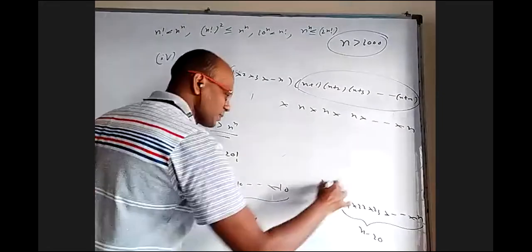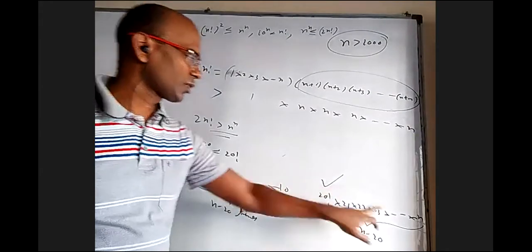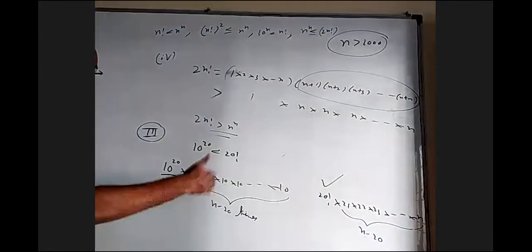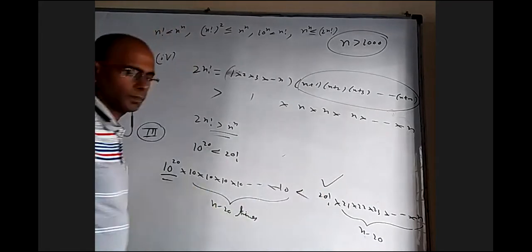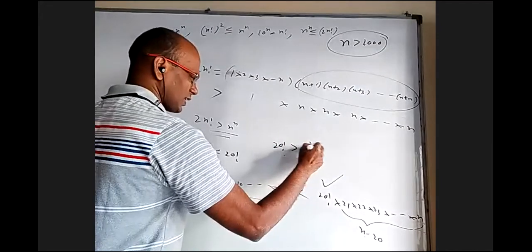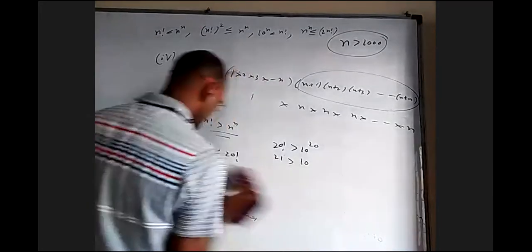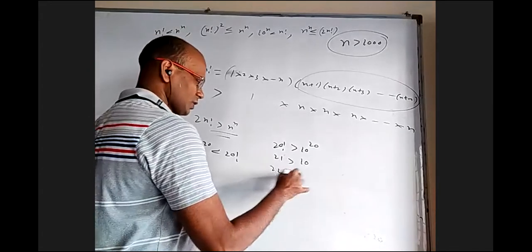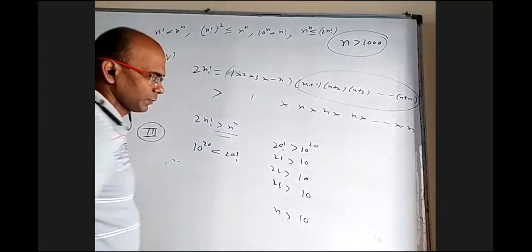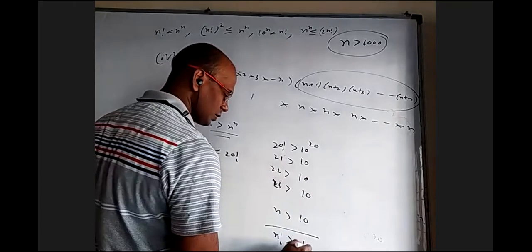Compared to this, already this is bigger. 21 is bigger than this 10, 22 is bigger than this 10, 23 is bigger than this 10, n is bigger than this 10. So every term here is bigger than the corresponding term here, so this is less than this. For the sake of writing, 20 factorial is greater than 10 power 20, 21 is greater than 10, 22 is greater than 10, 23 is greater than 10, and n is greater than 10 because n is more than 20. So when I multiply all these, this is n factorial, this is 10 power n.